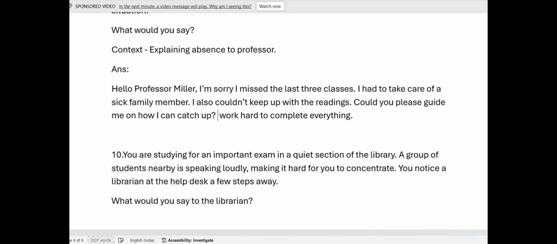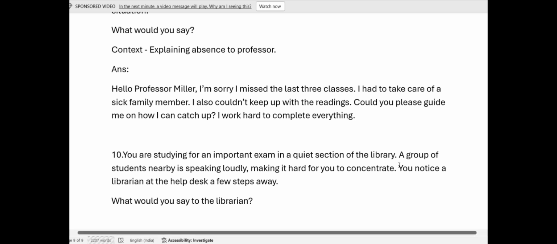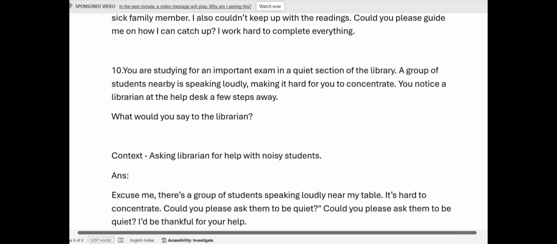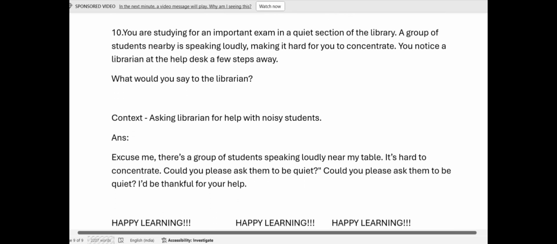Question number 10. You are studying for an important exam in a quiet section of the library. A group of students nearby is speaking loudly, making it hard for you to concentrate. You notice a librarian at a help desk a few steps away. What would you say to the librarian? The context again is asking the librarian to help with noisy students.